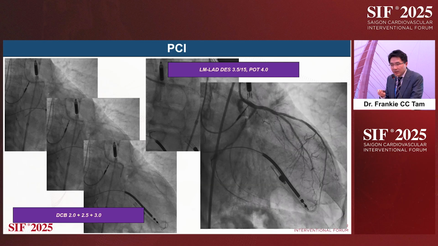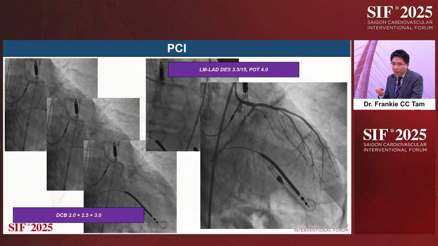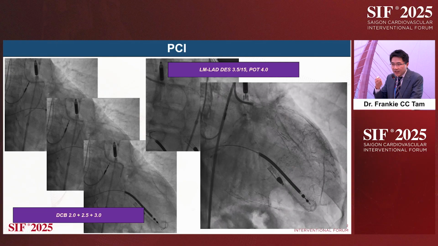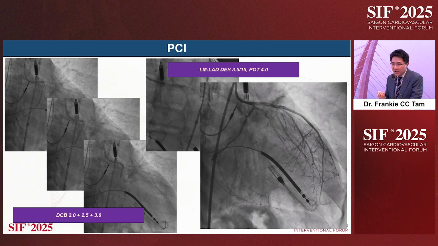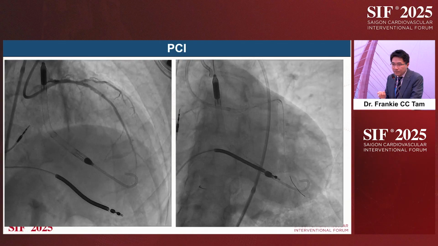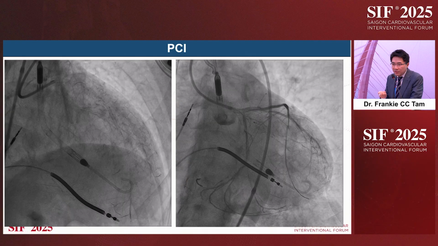All right, because the disease is so diffuse, we don't want to put stents in the circumflex. So we just DCB the whole circumflex, and then we stent the LAD to finish the whole procedure. So that's the final shot. These are the final shots of the angiogram.